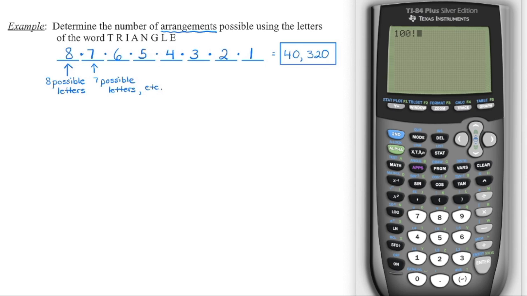There is, however, a limit to what your calculator can do. If we had 100 objects, let's say, and we were to put them in order, all of them down to 3, 2, 1, if we have 100 factorial and press enter, you can see that our calculator says overflow. It's too many numbers for the calculator to handle. So we have to have another way that we can go about this.